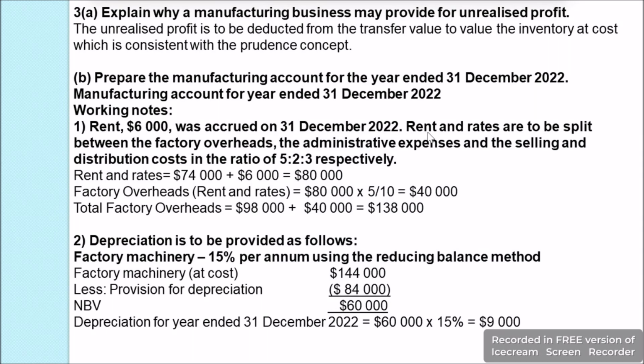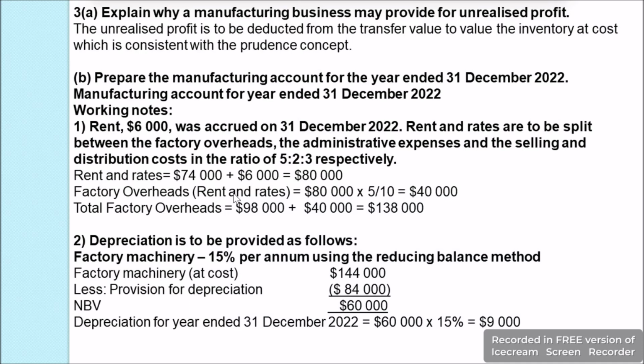So we are going to take this rent as well when we calculate the rent and rates. It was further mentioned that rent and rates are to be split between the factory overheads, the administrative expenses and the selling and distribution cost in the ratio of 5:2:3 respectively. The rent and rates given was $74,000. To this we will add this accrued rent of $6,000. So we'll get the total as $80,000 for rent and rates.